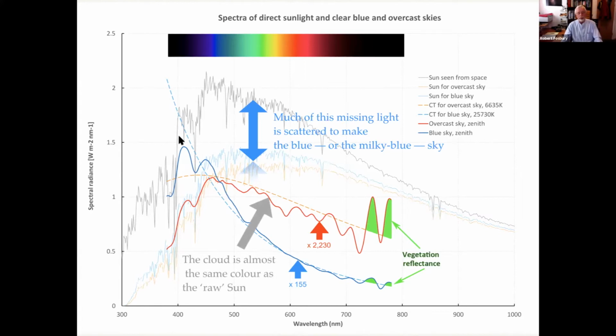So the cloud actually is almost the same color as the sun outside the atmosphere. So when you're looking at a white cloud, you're looking at the color of the sun that would be seen by an astronaut, more or less.